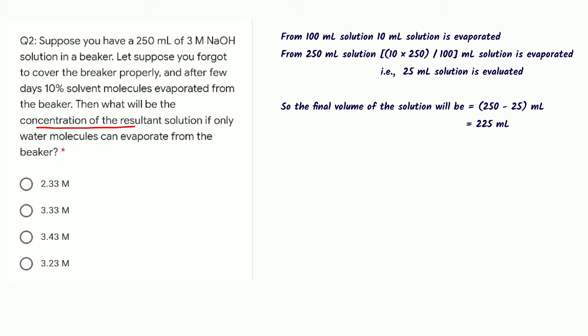That means if we have 100 ml solution, then from the 100 ml solution 10 ml will be evaporated. So in case of 250 ml solution, we are going to lose a total of 10 divided by 100 into 250 ml. That means 25 ml solvent will be lost from that solution. So the final volume of the resultant solution will be 250 minus 25, that means 225 ml.